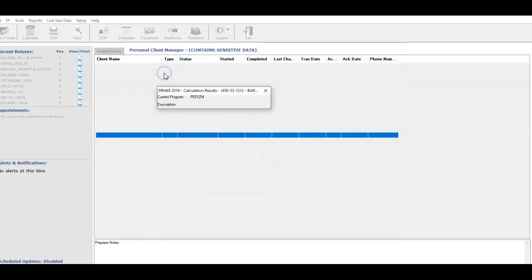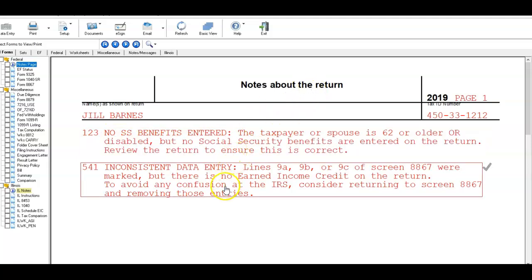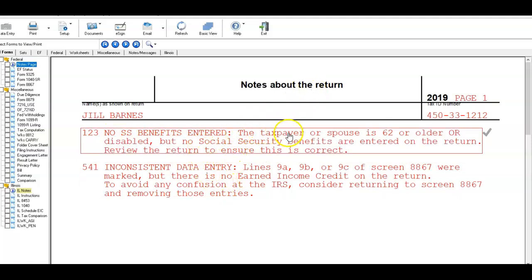Then we go to view mode. And while we're waiting for view mode to pop up, view mode shows everything that's generated based off the data you put in the software. Now these notes are FYI notes giving you some information. They don't stop you from processing the return, they just give you some information. Messages are mandatory that you clear up in order to process the return. That's the difference between a message and a note.